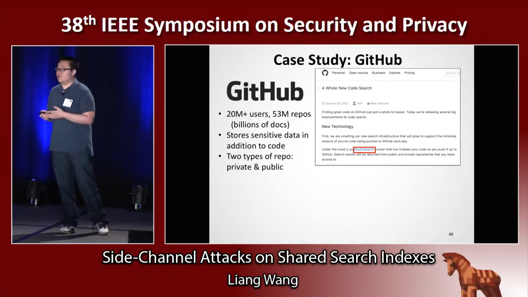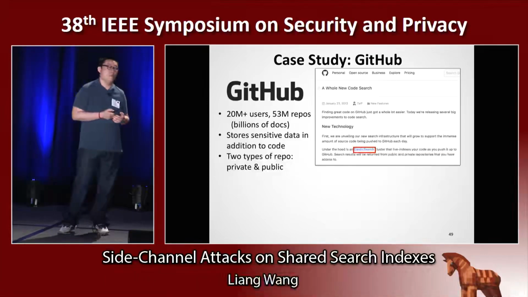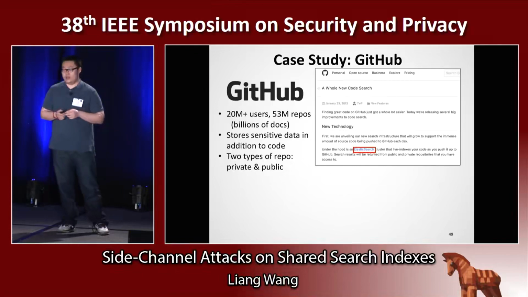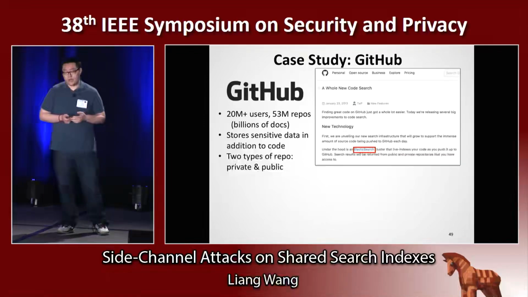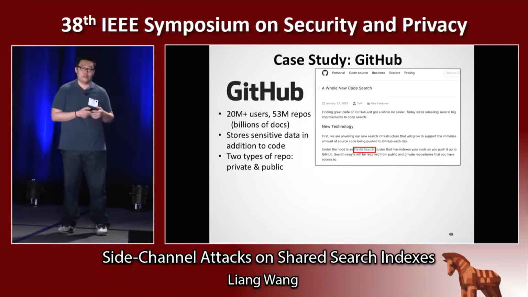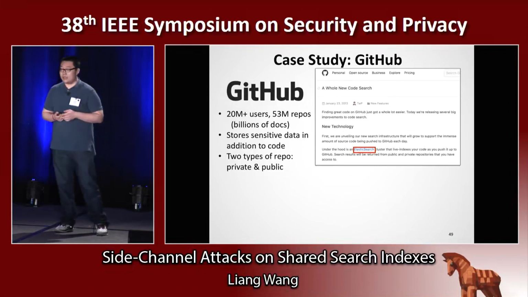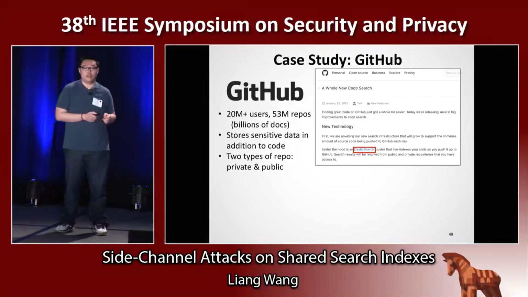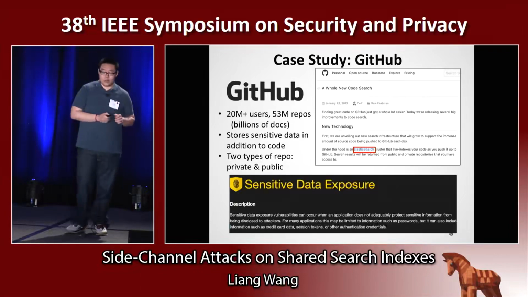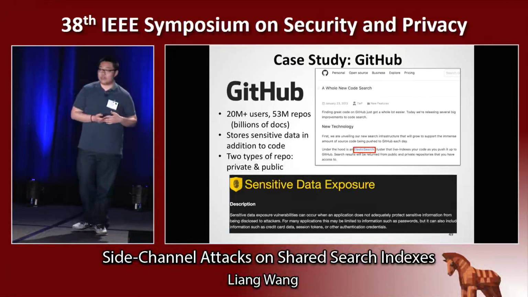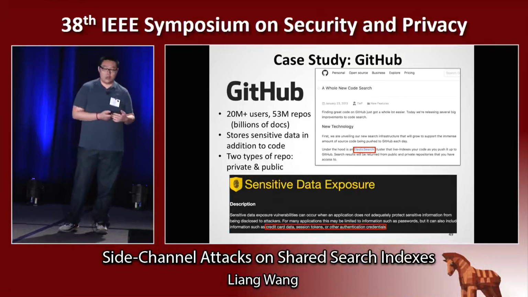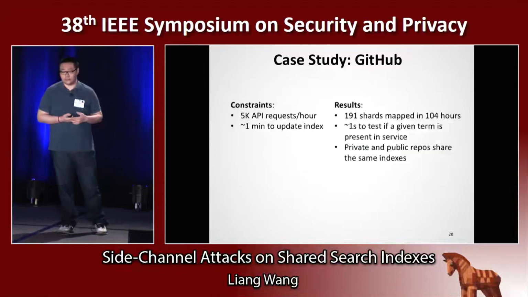GitHub has 2 types of repos, private repo and public repo. I believe many of you own a GitHub account and also use a private repo. Right? So GitHub uses Elasticsearch to provide a full-text search interface for users, and they reveal their relevance score in search results. Moreover, according to GitHub, some users might store sensitive data, like credit card numbers and credentials, in their code. So this makes GitHub a perfect target.